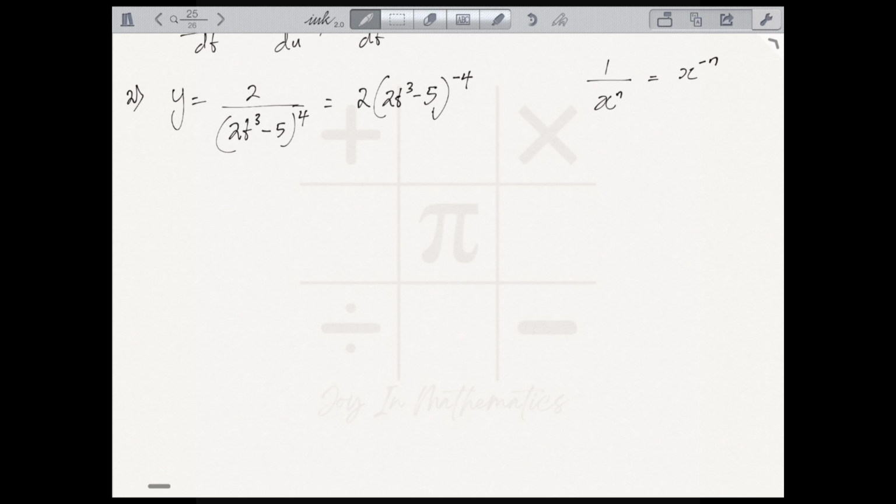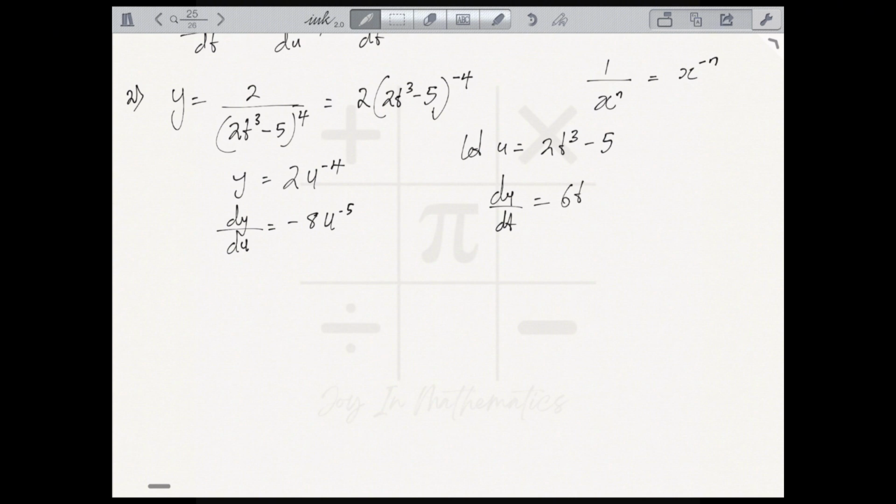Now in this case, we can say let u be equal to 2t cubed minus 5, and therefore our y will be equal to 2u raised to power minus 4. Therefore we can evaluate dy/du, and we can also evaluate du/dt. dy/du in this case will give us minus 8u raised to power minus 5, and du/dt will give us 6t squared.